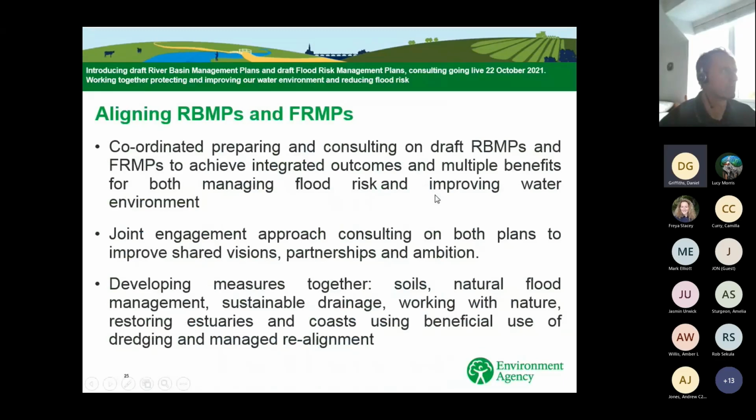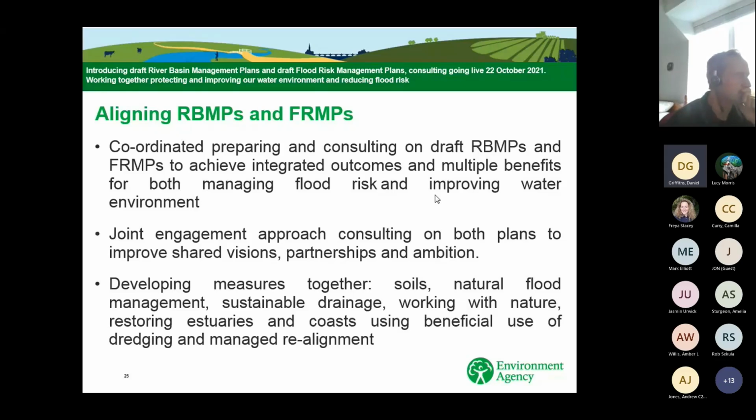Lastly, I'm just going to very briefly mention alignment with the flood risk management plans. Obviously, we're talking about the consultations for both plans today, and we'll come on to the flood risk plan after this presentation. But just to flag that there have been a lot of efforts made to prepare and consult both the River Basin and flood risk management plans together, and that is seeking a much more integrated outcome of the final plans. So much of the alignment in terms of the River Basin Management Plan is within the national text.